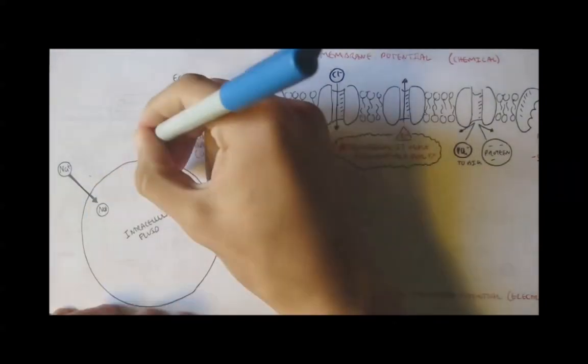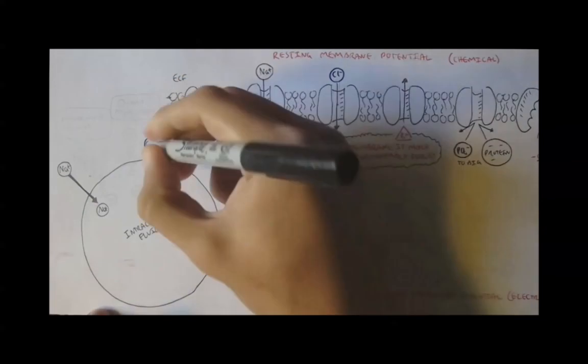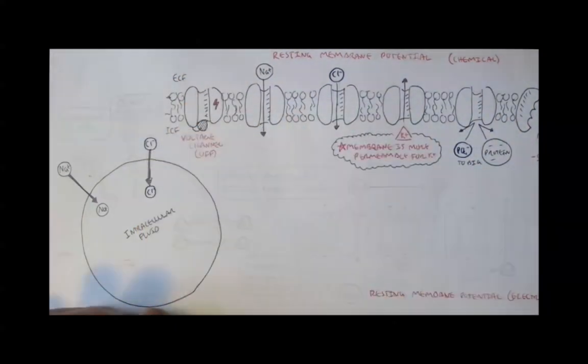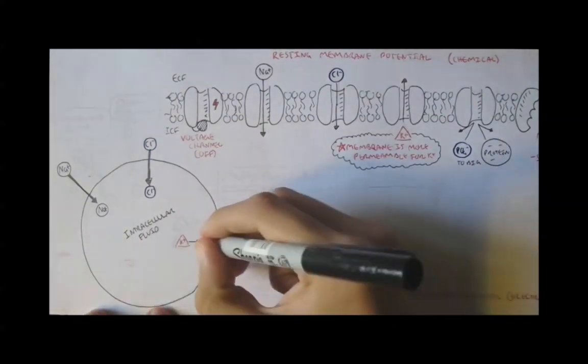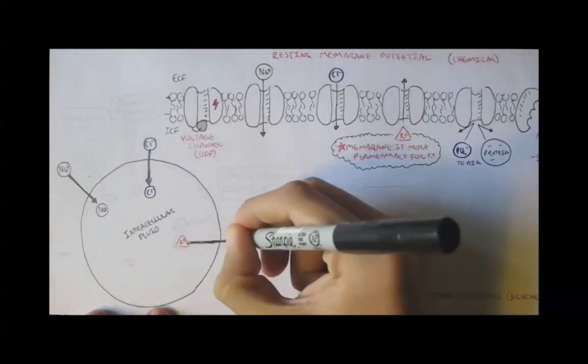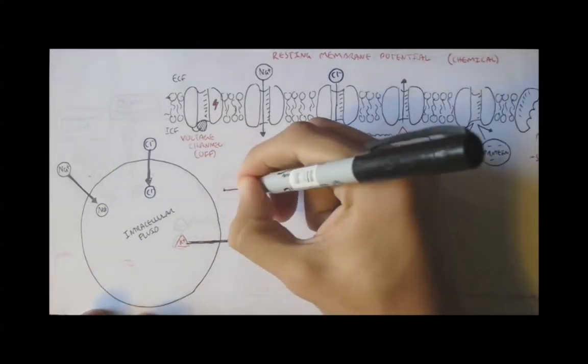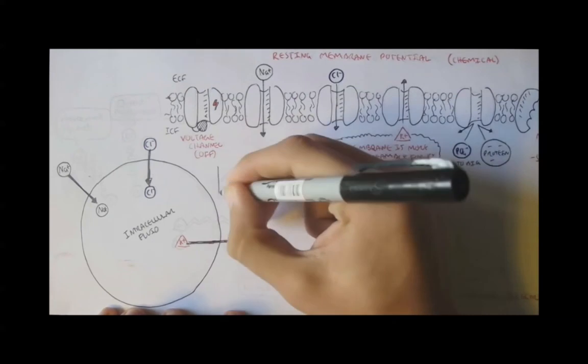Sodium, which is more plentiful outside, will want to move in. Chloride also wants to move in. Potassium, however, will move outside because there is less potassium concentration outside. The black arrow represents the chemical gradient of the ions.